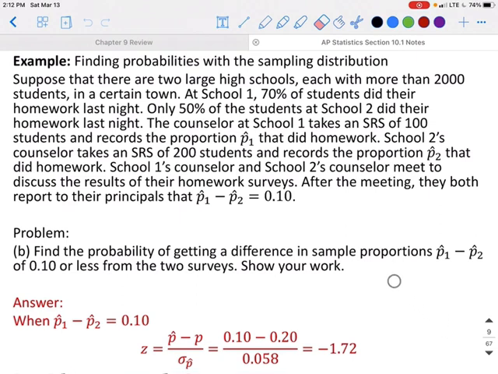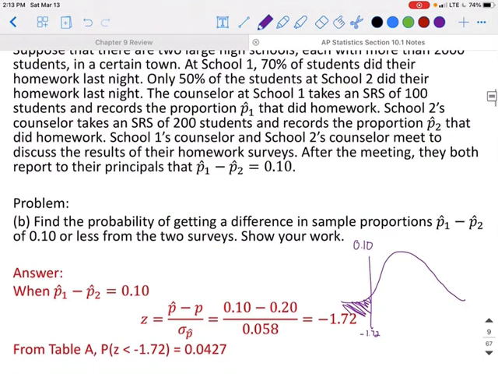Now, if we have the z-score of negative 1.72, to find the probability that it's this value of 0.10 or less, that's the area to the left. If you know your z-score and you go to your table A, or your z-score table, it'll tell you the area to the left of this. And if we look that up, the probability that z is less than negative 1.72 is 0.0427. So the probability that p hat 1 minus p hat 2 is less than 0.10 is about 4%.